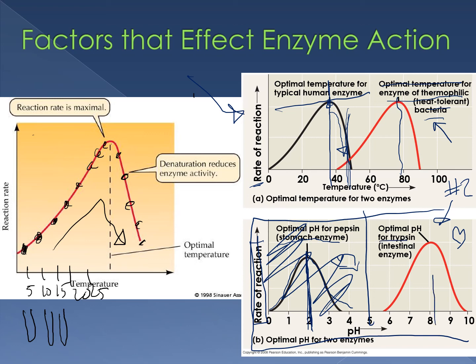The intestines are comparatively alkaline, meaning they are the opposite of acidic, comparatively alkaline or basic. And enzymes that occur in this environment, the small intestine, are suited to that environment. They have an optimum pH of around 8, which is also the pH of the intestines.